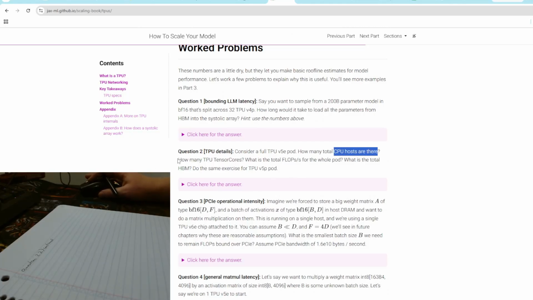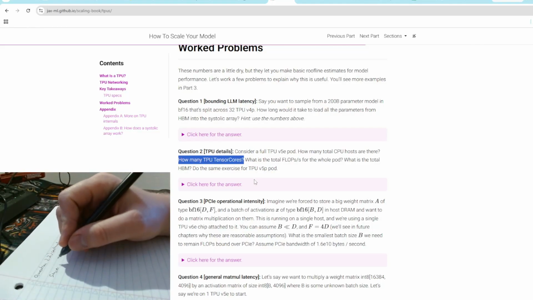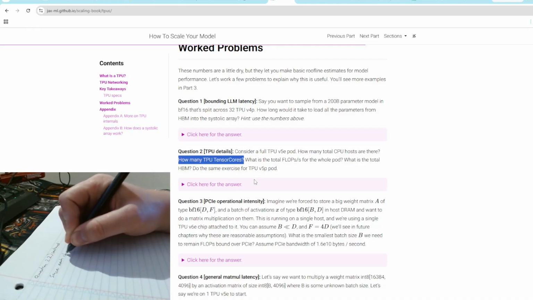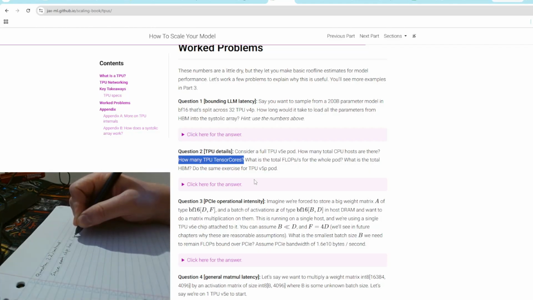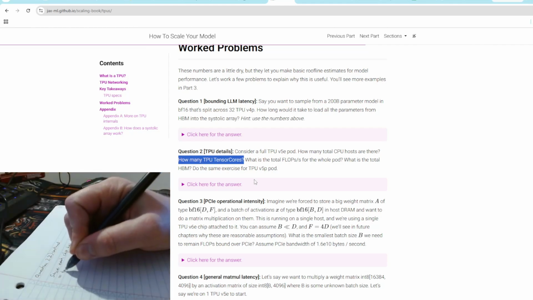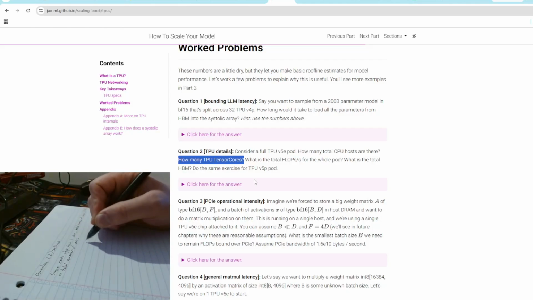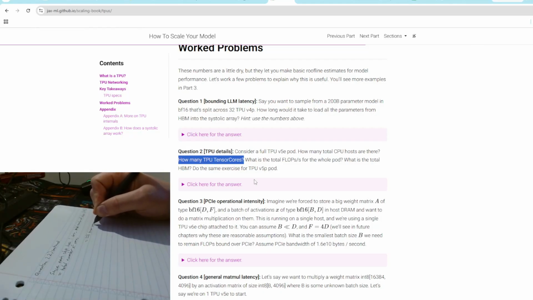So we got total CPU hosts. How many TPU tensor cores? Since each chip has 1 core, the total number of chips, which is 256, right? 256 equals the total number of cores, which equals 256 tensor cores.